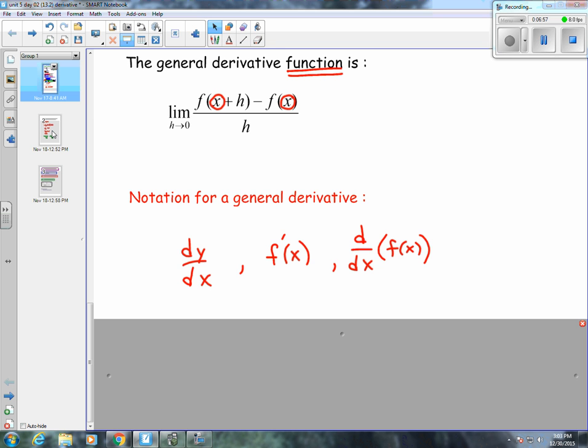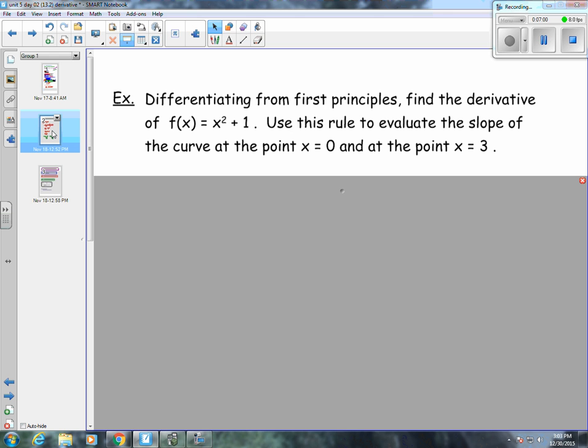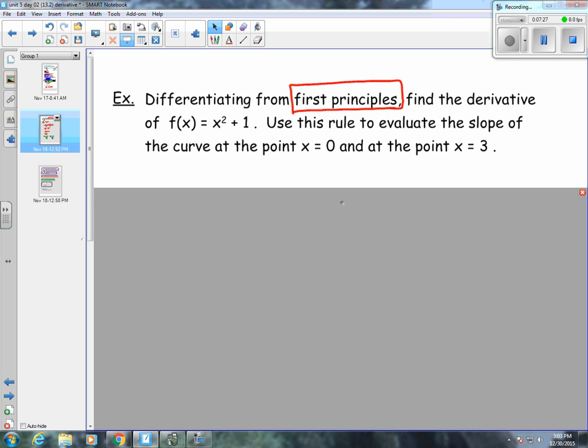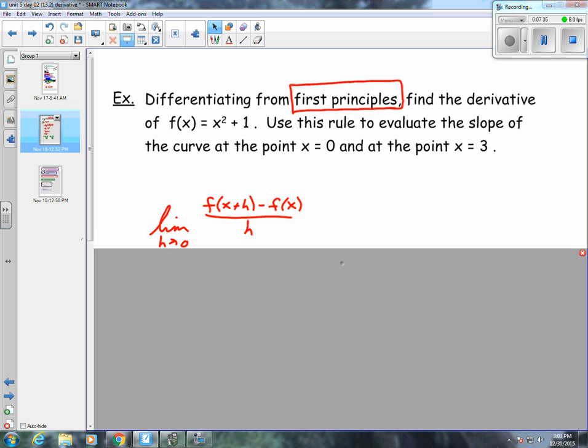So let's jump into an example. Differentiating from first principles, what the heck does that mean? That means you're just going to be using your limit definition of a derivative to find the derivative of this. So when you see that, that's IB terminology for using the limit definition of a derivative. So not using any of the shortcuts that you've learned already, which we'll be going over later on in the chapter. All right, so once we've done that, we're going to use the rule we come up with, the function we come up with, to evaluate the slope of the curve at specific points. So we start with our limit of the difference quotient.